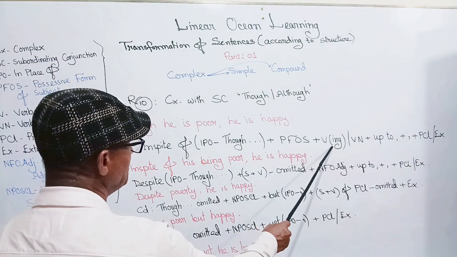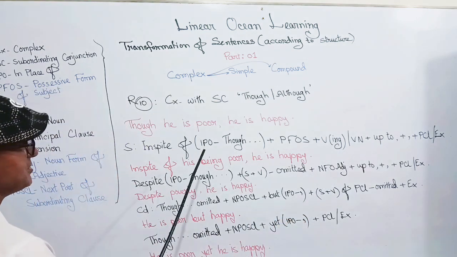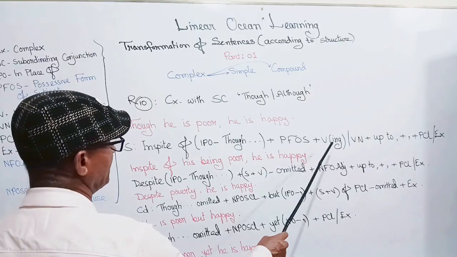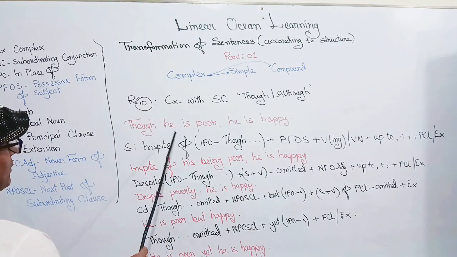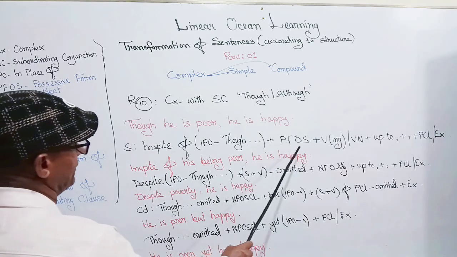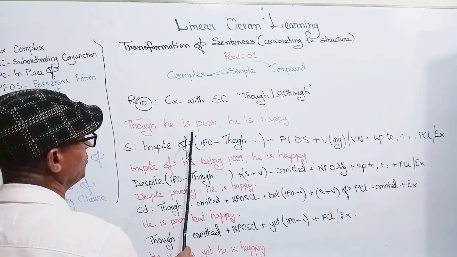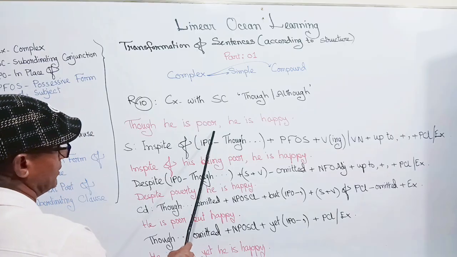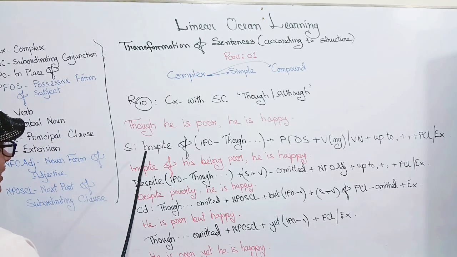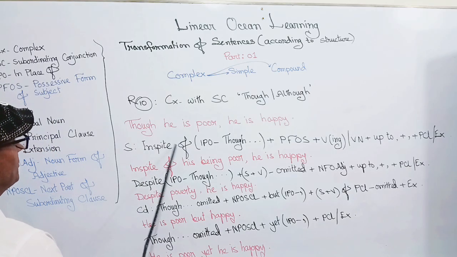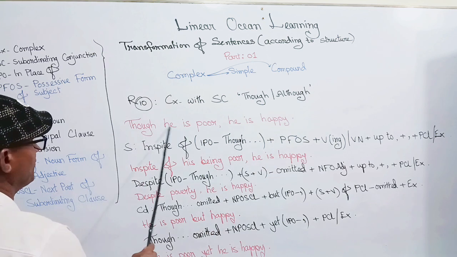Then verb ing or verbal noun. Why verbal noun? Because after possessive form, if we get verb ing, then it's a verbal noun. That means gerund. Then up to comma, whatever there is up to comma, we will have to write it. So let us focus the structure again. In spite of, IPO though or although, plus possessive form of the subject.